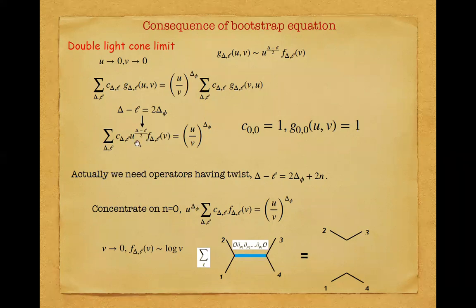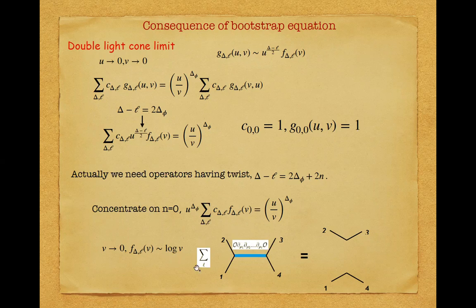And in fact, by looking at this leading term and studying the other terms, you can prove that only 2 delta phi won't be enough. Rather, you need some operators like 2 delta phi plus 2n, where n goes from 0 to infinity, all the non-negative integers. Okay.